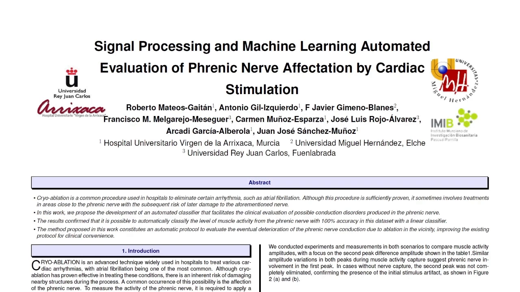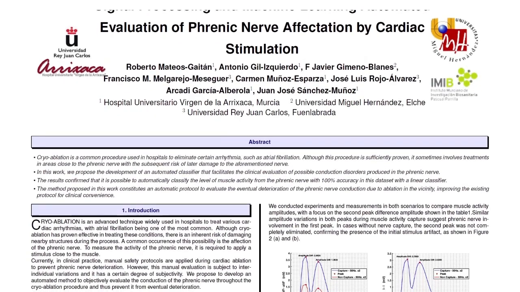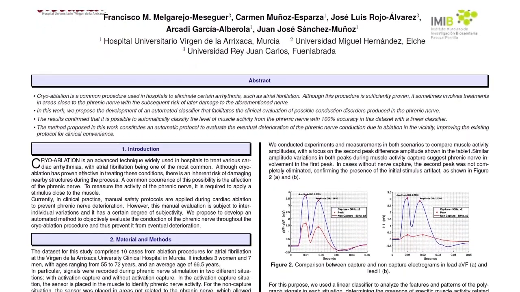I am going to introduce signal processing and machine learning automated evaluation of phrenic nerve affectation by cardiac stimulation. Cryo-ablation is a common procedure used in hospitals to eliminate certain arrhythmias such as atrial fibrillation. Although this procedure is sufficiently proven, it sometimes involves treatment in areas close to the phrenic nerve, with the subsequent risk of later damage to the aforementioned nerve.